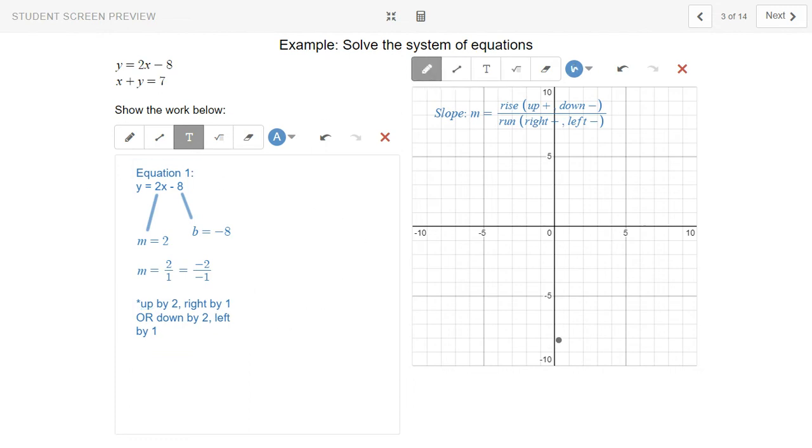Okay, let's start at negative 8. We're going to go up by 2 and across to the right by 1. Up by 2, across by 1, up by 2, across by 1, up by 2, across by 1. I have enough points to give me a good idea of where this line is going to go. Make sure you put arrows at the end and label your equation.